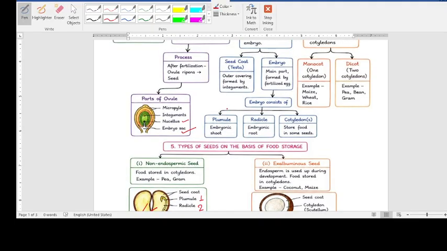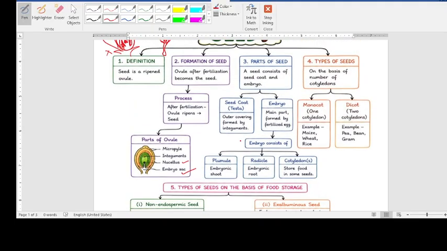First, let's move with the structure of the seed. So this we have seen. The definition of the seed is the ripened ovule. The formation of seed after fertilization: the ovule after fertilization becomes seed, that we have done. And after fertilization, the ovary forms the fruit, that we all know. Parts of seed, as I told, there are two parts: the main proper embryo which has the embryonic axis.